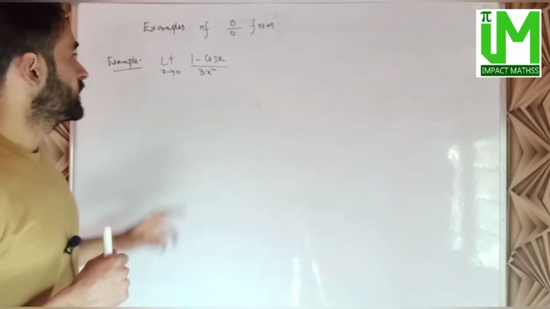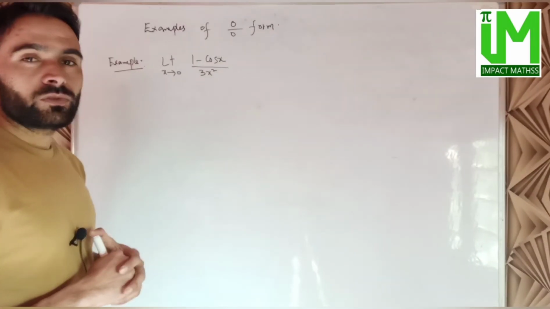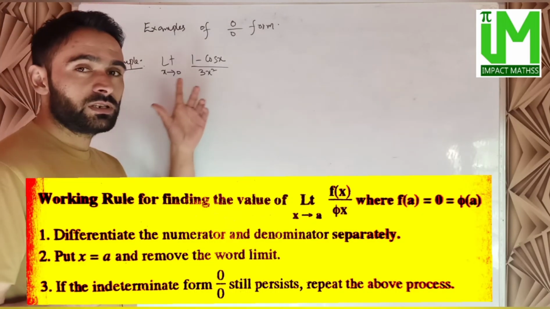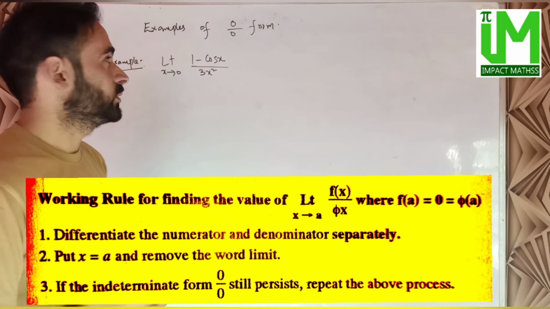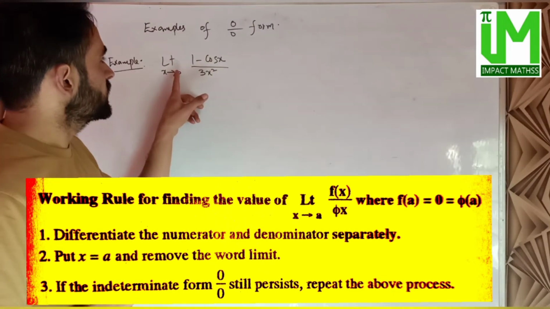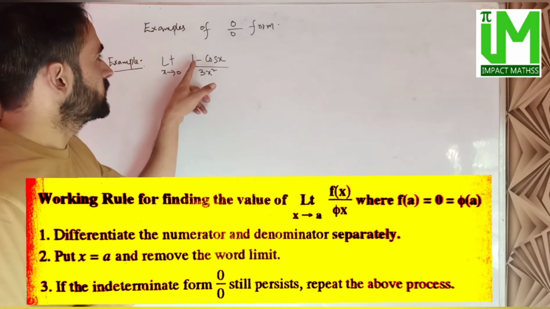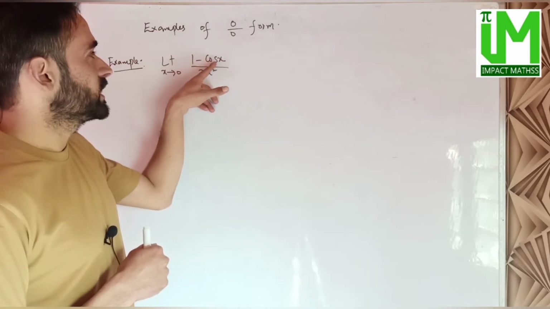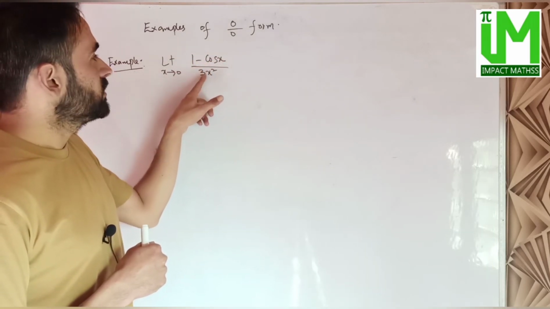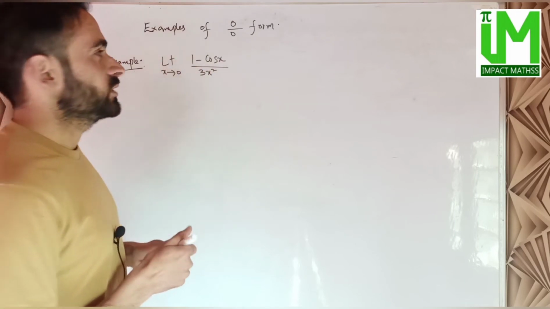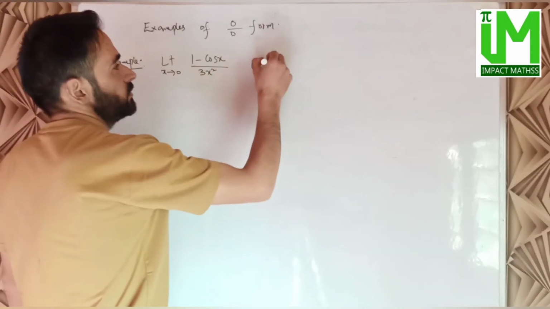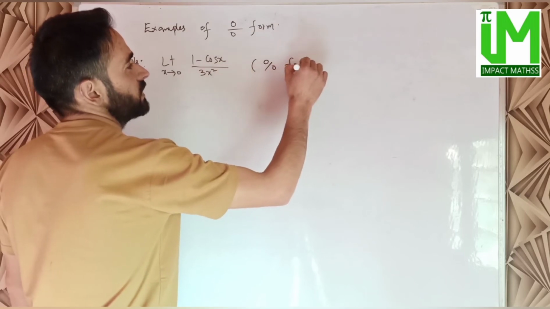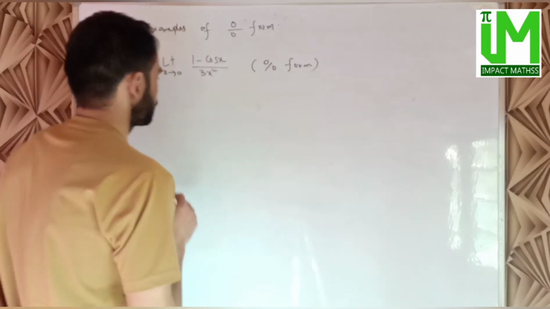Now if we have limit x tends to 0 of (1 minus cos x) divided by 3x square, पहले हम check करते हैं कि whether it is an indeterminate form or not. So if x is approaching 0, then it will be 1 minus cos of 0; cos of 0 is 1, so 1 minus 1 is 0, divided by 3 into 0 square, which will be 0. So this is an indeterminate form of the type 0 divided by 0. So this is 0 by 0 form.